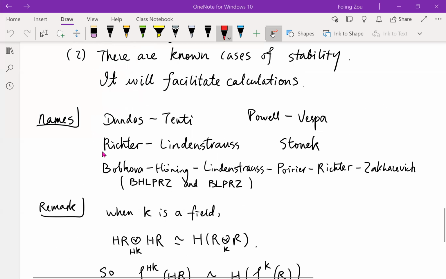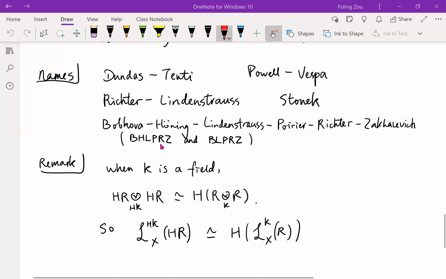Right, so here are some names of people who have studied things related to this topic. And these are two groups. This is a previous Women in Topology group whose work, when I quote it later, I will just abbreviate using BLPRZ.